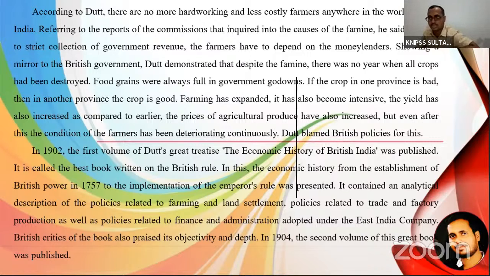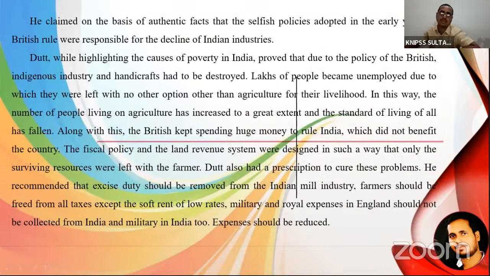In 1904, the second volume of this great book was published by R.C. Datta. Students, he claimed on the basis of authentic facts that the selfish policy adopted in the earlier era of British rule was responsible for the decline of Indian industries. He blamed the British government for all the faults of the Indian economy. While highlighting the causes of poverty in India, he proved that due to the policy of the British, indigenous industries and handicrafts had to be destroyed.